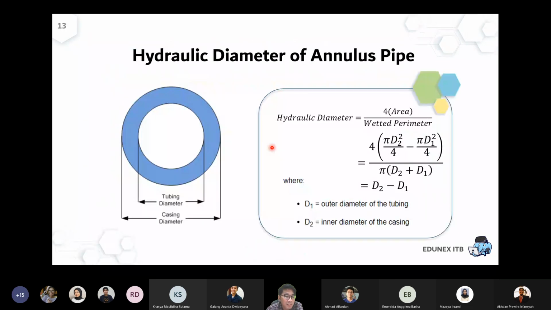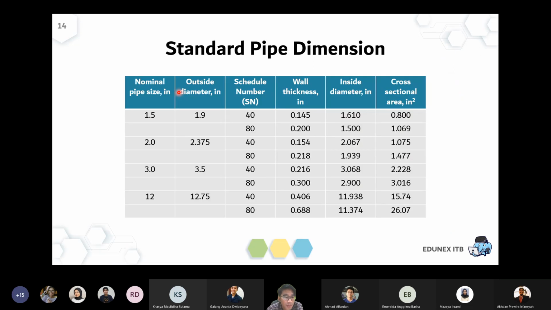But if you have this kind of arrangement, what we call an annulus pipe, then you need the value of the diameter of the inner pipe and the inside diameter of the outer pipe. So it depends on the situation where the fluid is flowing. Yeah. So the diameter is generally the inside diameter.